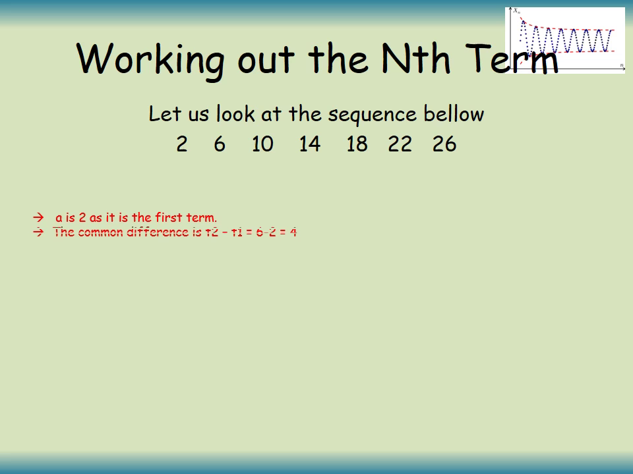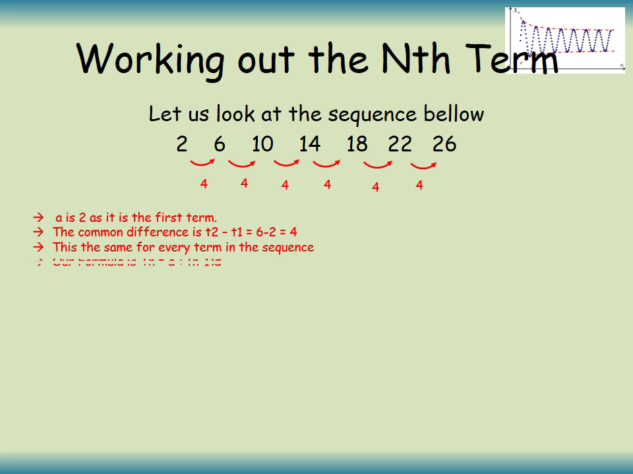A is 2, as it is the first term in the sequence. The common difference is T2 take T1, which is 6 minus 2, which is equal to 4. You will notice this is the same for every term in the sequence. They are all increasing by 4. To find the nth term, we fill out our formula, which is Tn is equal to a plus n minus 1 times d.